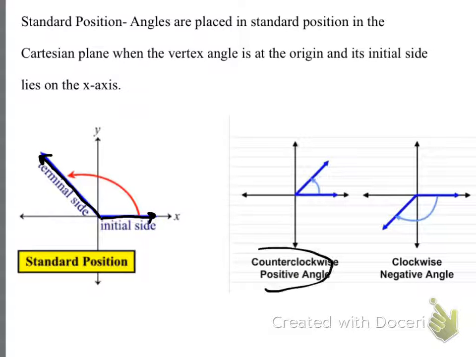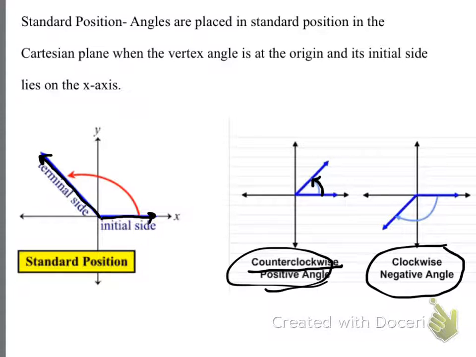Notice, this is important, when you are graphing a positive angle, you are going counterclockwise. You're going this way. If you're graphing a negative angle, you are going clockwise. So you're going this way.